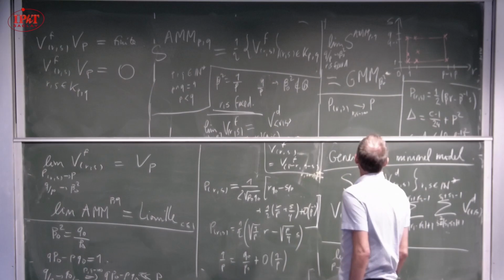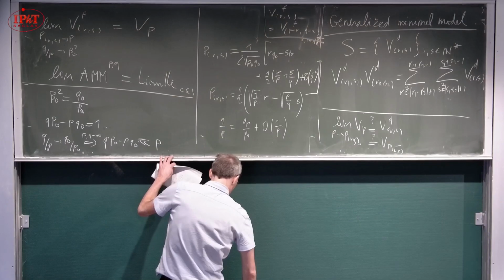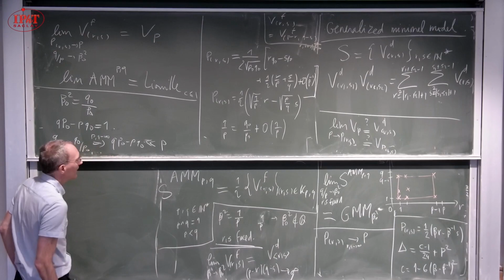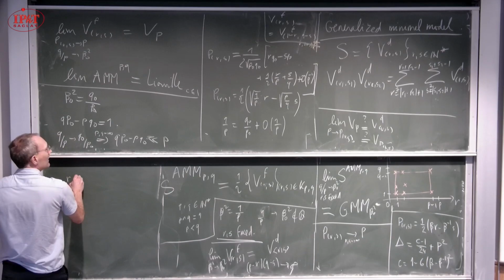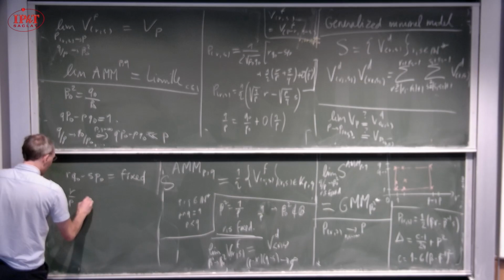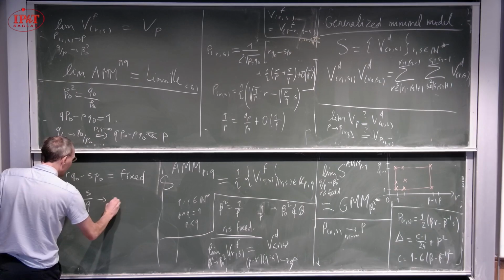So if I do that, now let me do my fine-tuning of R and S. Let me assume that R, Q0 minus H0 is fixed. And let me assume also that R over P and S over Q both have finite limits, and it's the same limit X.